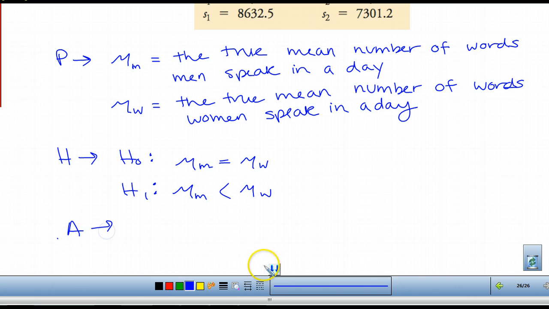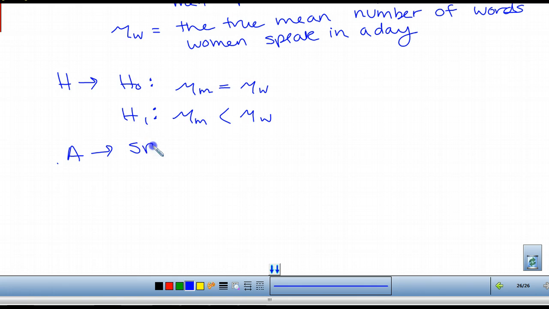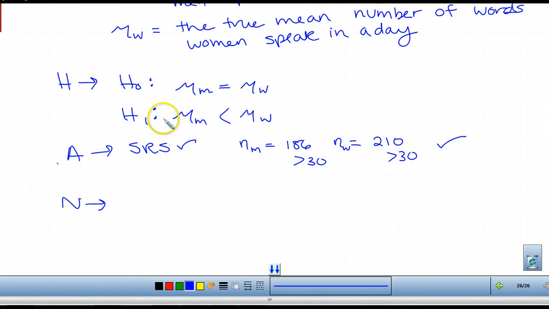Let's do our assumptions. It did say that it was an SRS, and my N for my men was 186, and the N for the women was 210. Both are greater than 30, so that checks out. I have two populations. I'm comparing the two populations, and it's a t-test, so it's going to be 2-SampTTest. Go ahead and go to your calculator, and let's plug in this stuff.